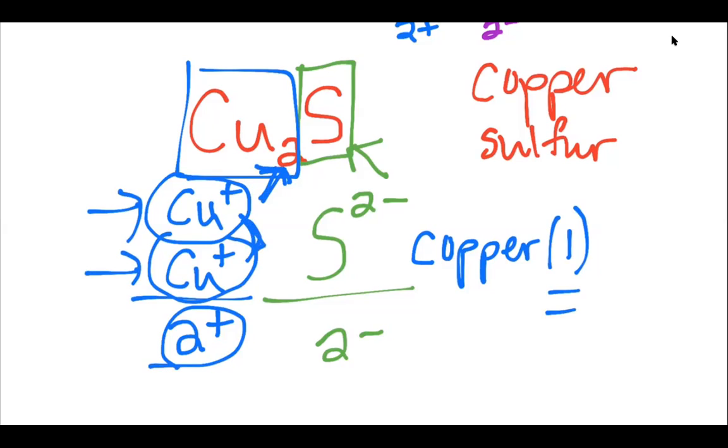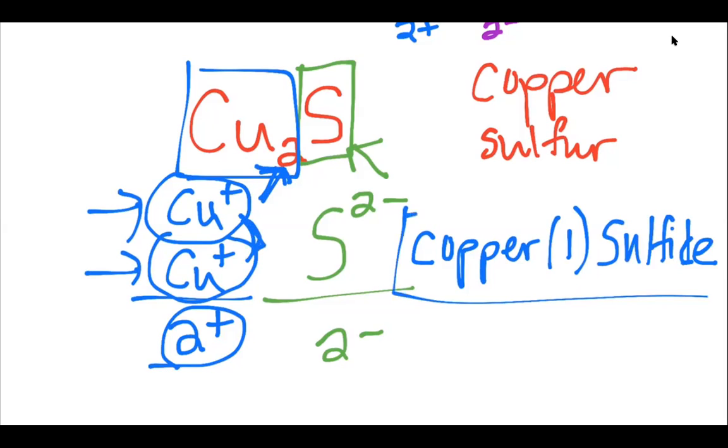So copper 1, and then what would the second part of it be? Sulfide. Okay. So this would be copper 1 sulfide.